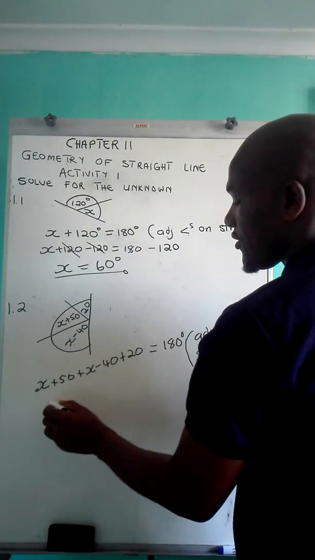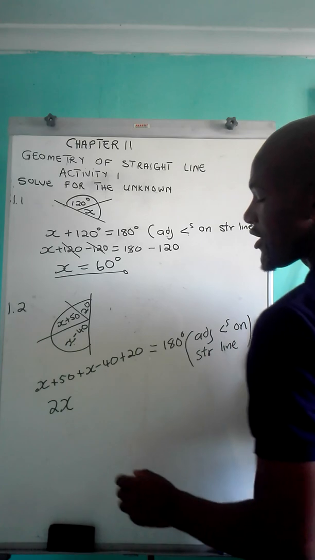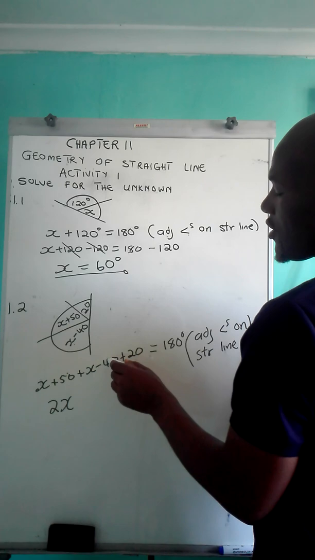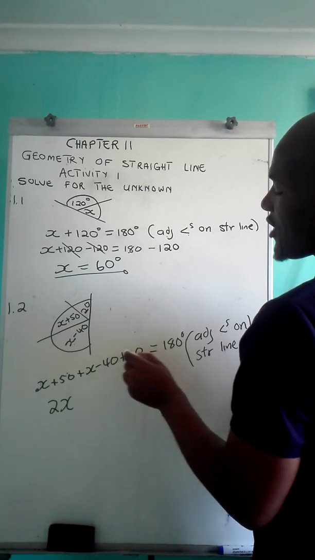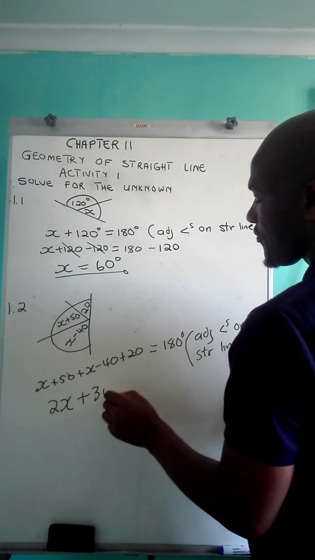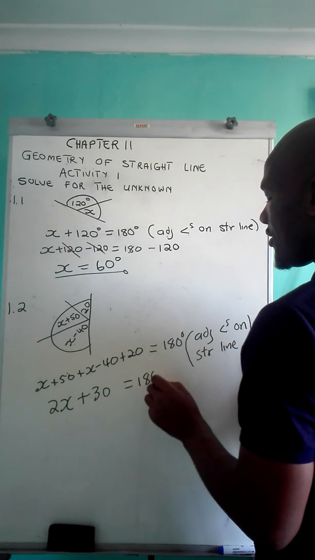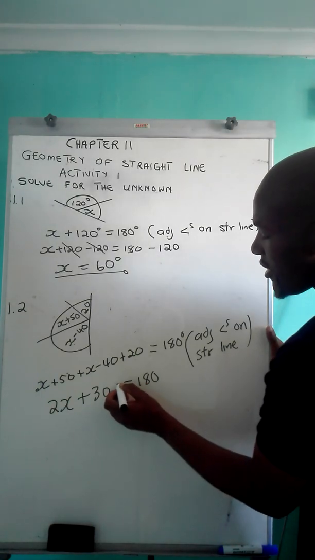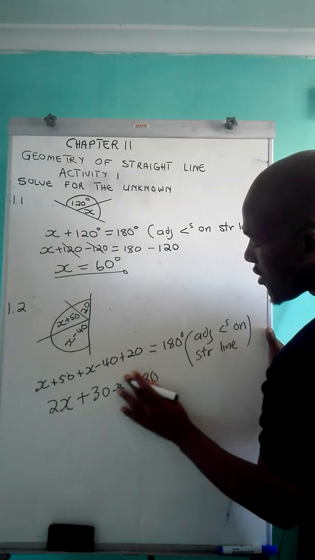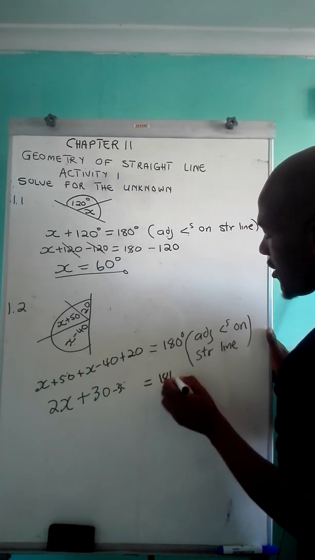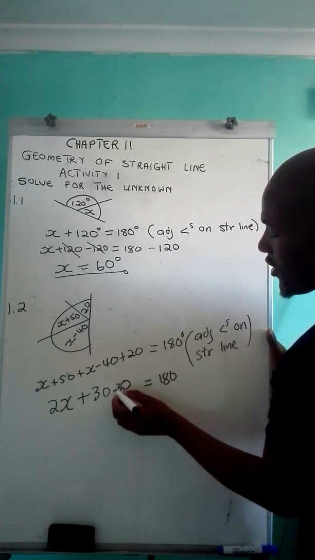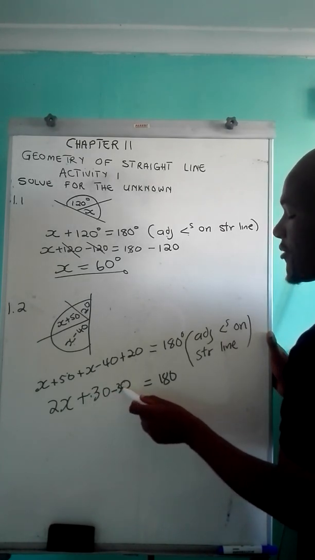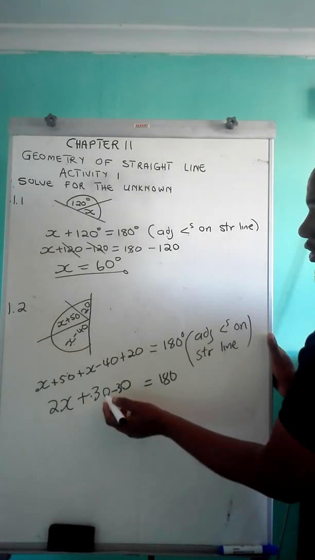x plus x, it's 2x. Add like terms. What is 50 minus 40? It's 10. What is 10 plus 20? It's 30, which is equal to 180. I don't want this 30. What must I do? Subtract 30 from both sides. Because this is plus 30, the opposite of plus is minus. So this is an additive inverse.